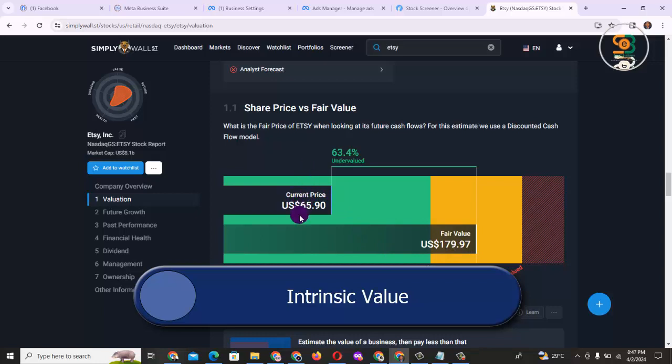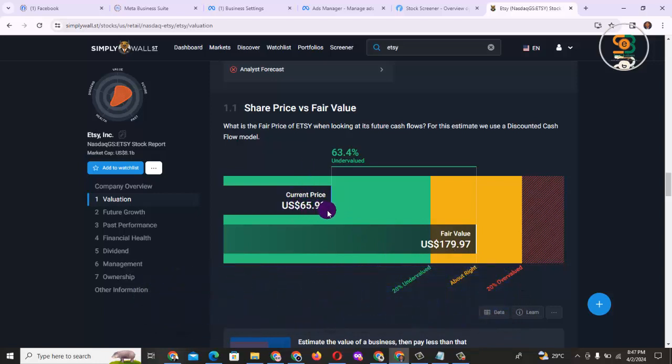Currently, ITSE is $65.90. You can see what is showing here. It is 63% undervalued. And what is the fair value? The fair value is actually the book value, what the company has actually projected for them to achieve within the business year. That is what fair value is.